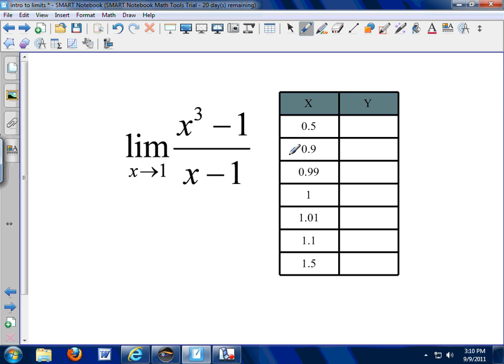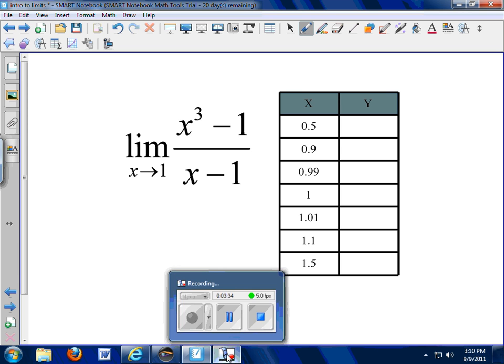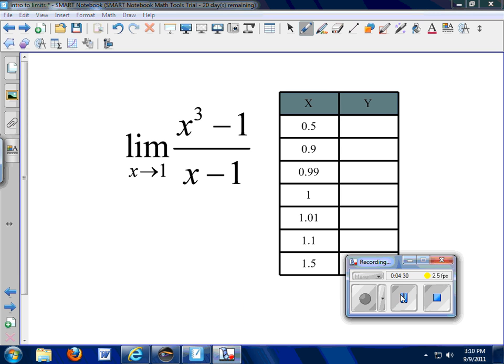So we're going to do the same thing with the table of values. See what happens as we get closer and closer to 1 from both sides. See if there's a pattern. See if there's something that we look for, and work from there. You stop, plug those in, and I will be back with you in just a brief second.